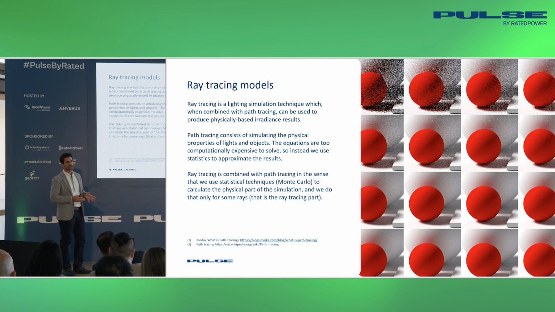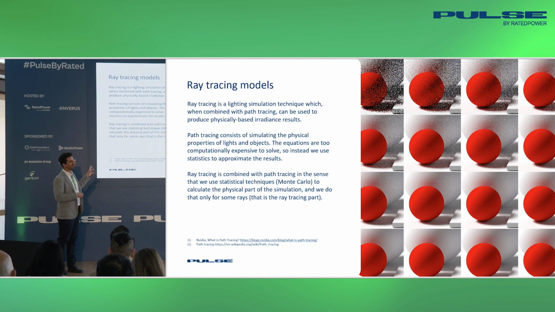Ray tracing is a lighting simulation technique where we simulate individual rays of light, essentially bouncing around in a 3D scene, right? Then if we combine ray tracing with path tracing, we can get a physical model. Path tracing is where we incorporate physical equations into a ray tracing system, right? So ray tracing plus path tracing gives us physical lighting simulation.